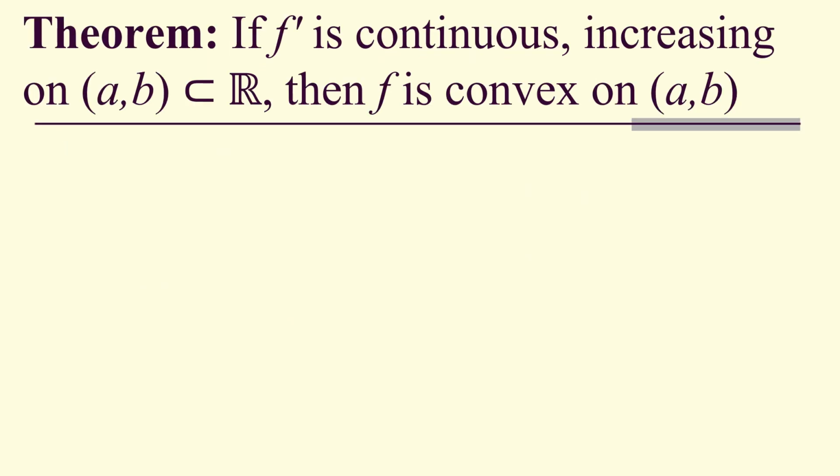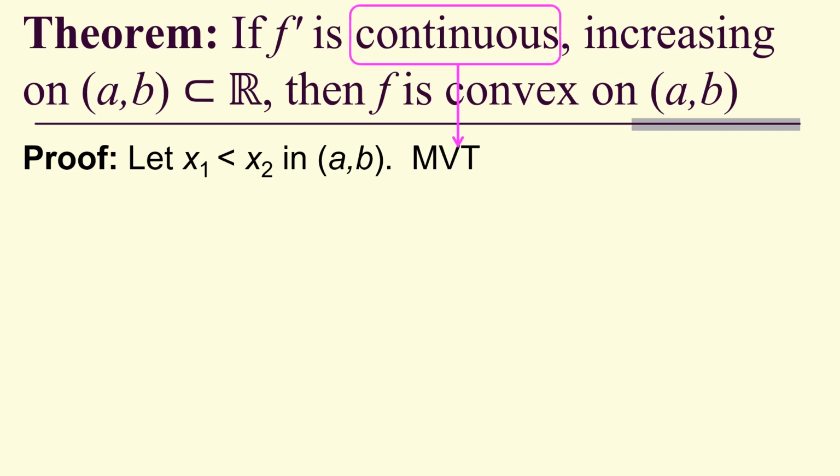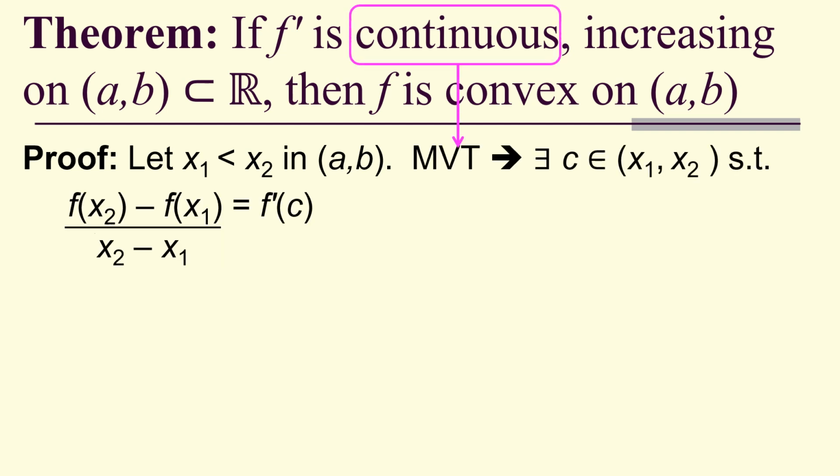So our theorem is that if f prime is continuous and increasing on an open interval in R, then f is convex on that open interval. The proof: let x1 be less than x2 in AB. Continuity gives us the mean value theorem, which says there exists C in (x1, x2) such that the secant slope is equal to f prime of C.